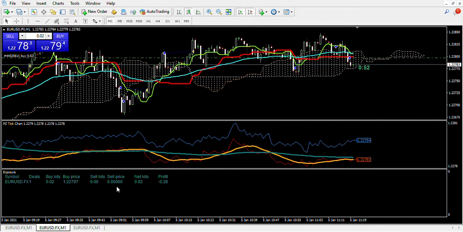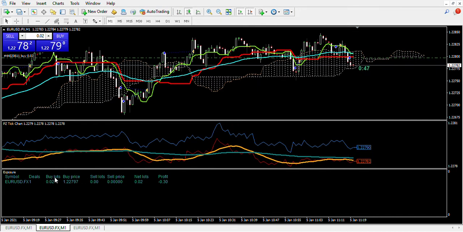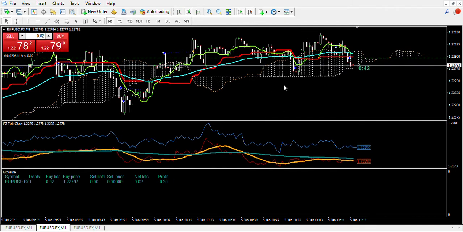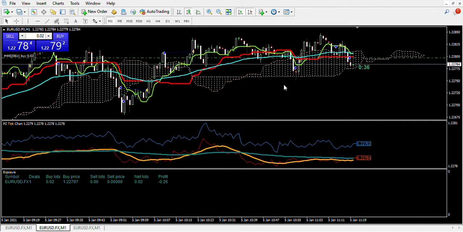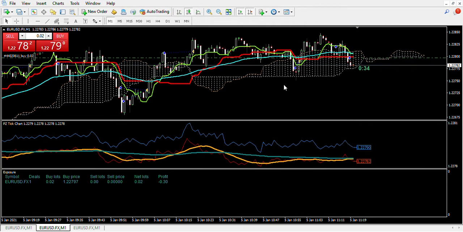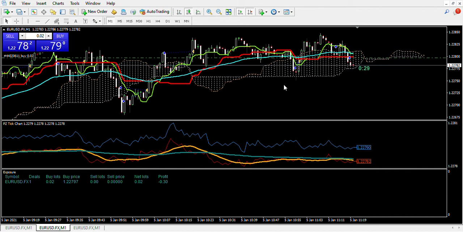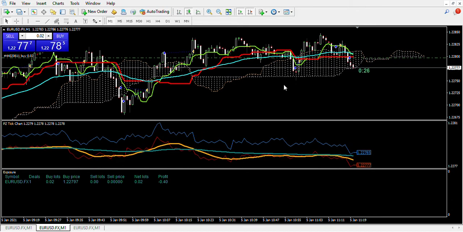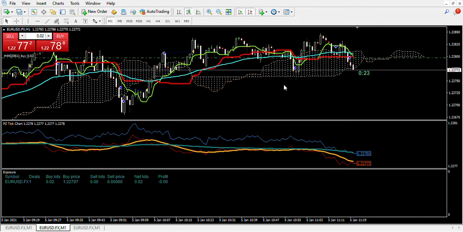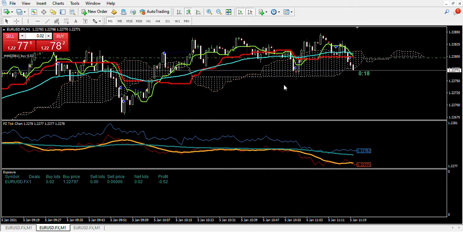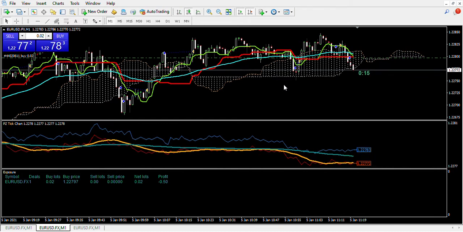As you can see right here on my buy lots, I've just got 2 micro lots, and it's currently showing a loss of 30 cents on this trade. So we'll just see how it plays out. I've just got a small account here, just playing with it, trying to see if I can scalp a little bit and prove it on a smaller account before one day maybe scaling up to a larger account.